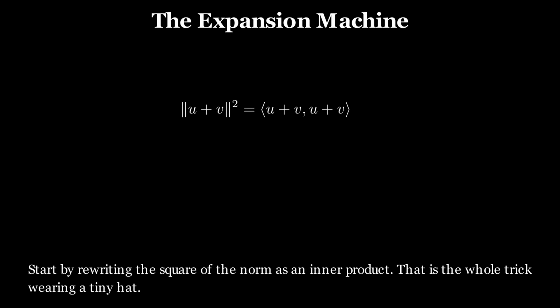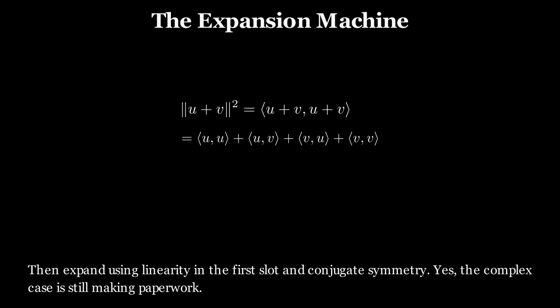Start by rewriting the square of the norm as an inner product. That is the whole trick wearing a tiny hat. Then expand using linearity in the first slot and conjugate symmetry. Yes, the complex case is still making paperwork.